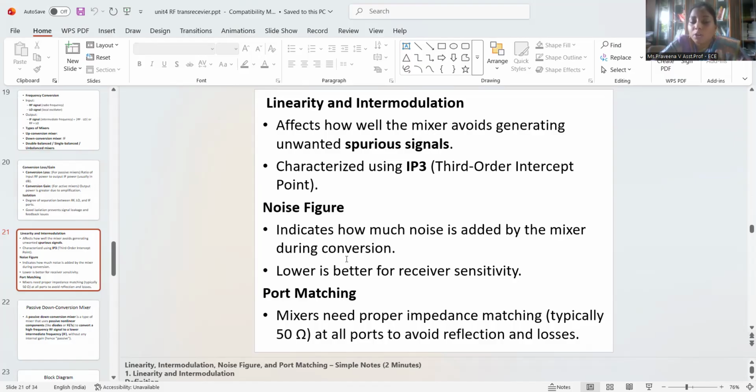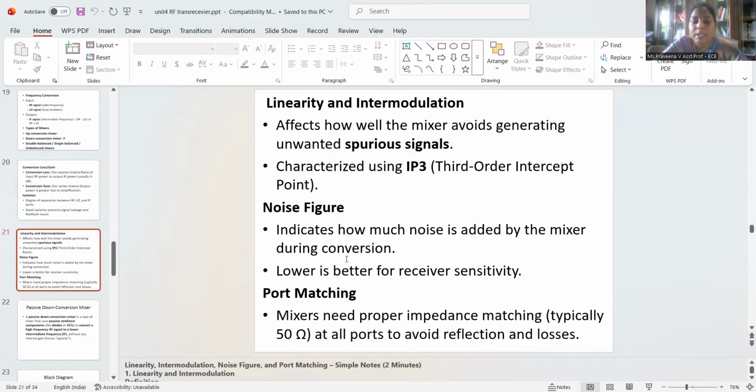That is called the intermodulation products may be generated. At that time, the intermodulation products will be generated. And noise figure. Noise figure indicates how much extra noise a mixer adds to a signal during frequency conversion. If the noise figure is very low, that indicates better signal performance.